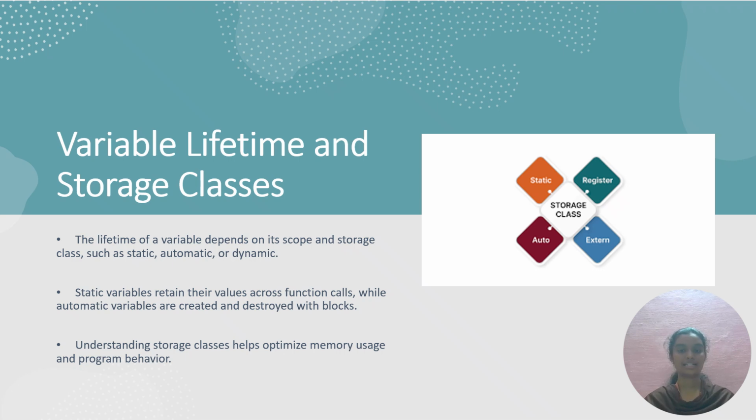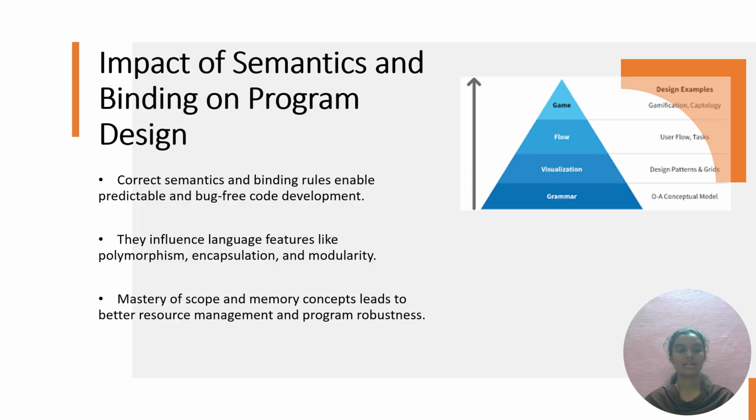The third one is register, which suggests storing variables in CPU registers for faster access. And the fourth one is external, also known as extern, which refers to the global variables defined in another file. The impact of semantics and binding on program design.